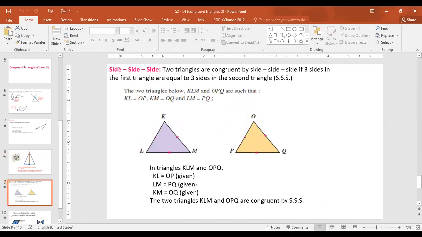Now we go to the third case of congruent triangles, which is two triangles are congruent by side, side, side. What do we mean by side, side, side? I want Carlo, please, to read what I mean by two triangles congruent by side, side, side. Read, Carlo, please.